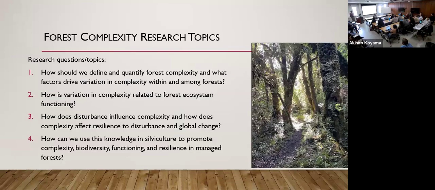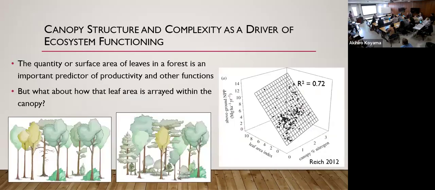So the next thing I'm going to talk about is the second one here, functioning. It's really interesting to try and understand what drives complexity, but the real reason we're interested is because it's affecting the functioning of the forest. And so going back to a lot of foundational research by people like Peter Reich, we know that the leaf area index in a forest drives productivity, right?